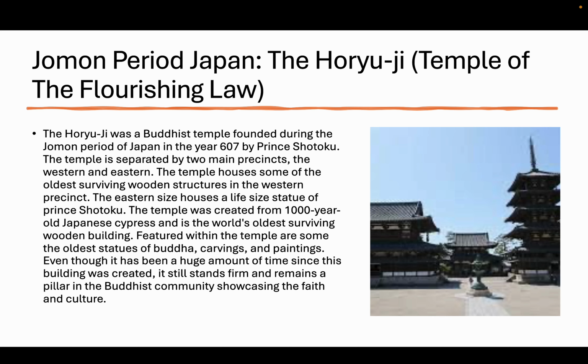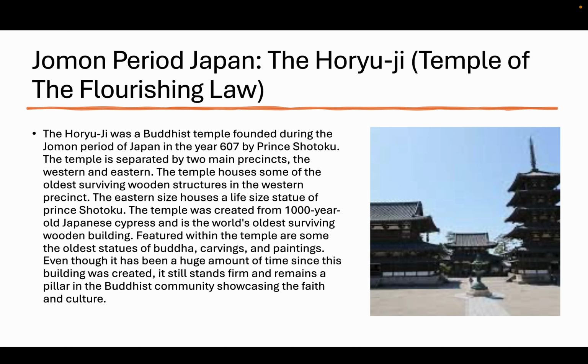Next is the Asuka period of Japan. This is the Horyuji Temple of the Flourishing Law. It was a Buddhist temple that was founded during the Asuka period of Japan and was created in 607 by Prince Shotoku. The temple has many precincts and is separated by two main precincts, the western and the eastern. Some of the oldest surviving wooden structures are housed in the western precinct.